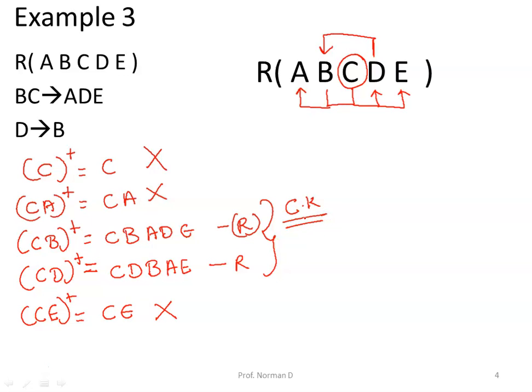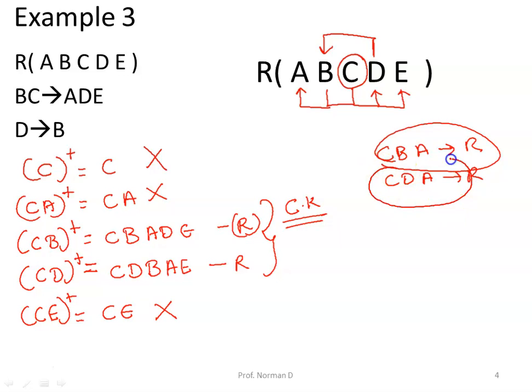Are there any more candidate keys? You can have a combination of CB with A or CD with A, but in that case, even if this is giving you the relation, it will be acting as your super key and not your candidate key, because by definition, candidate keys are the minimum number of attributes. So in this case, CB and CD are your candidate keys.